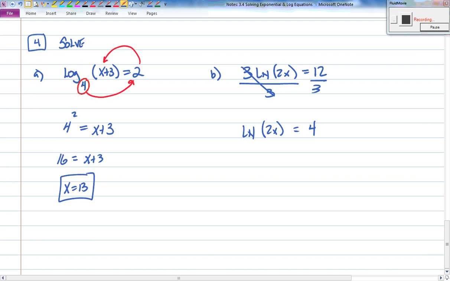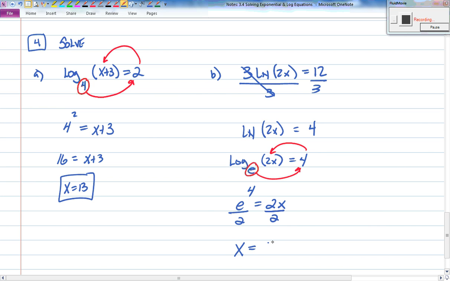Now, what is a natural logarithm? It's a log with a base of e. So I could rewrite it as that, log with a base of e. Now how do I get myself out of this situation? You got it. e to the power of 4 gives me back 2x. So e to the 4th equals 2x. Oh, this is super rad. Divide by 2. So that means that x is equal to e to the 4th divided by 2.